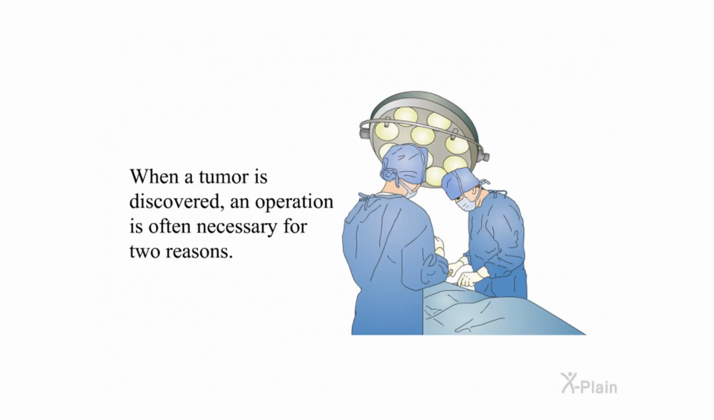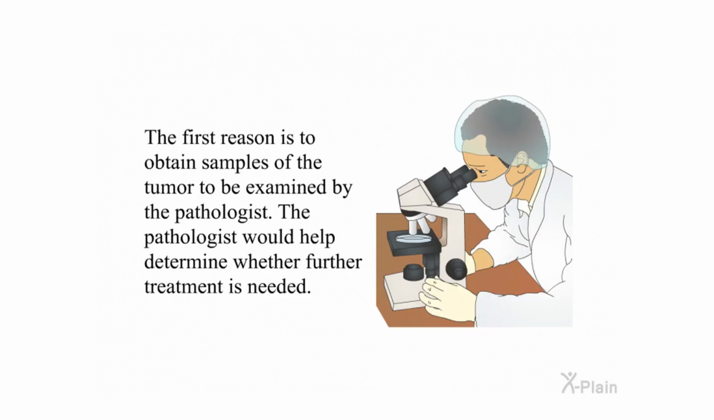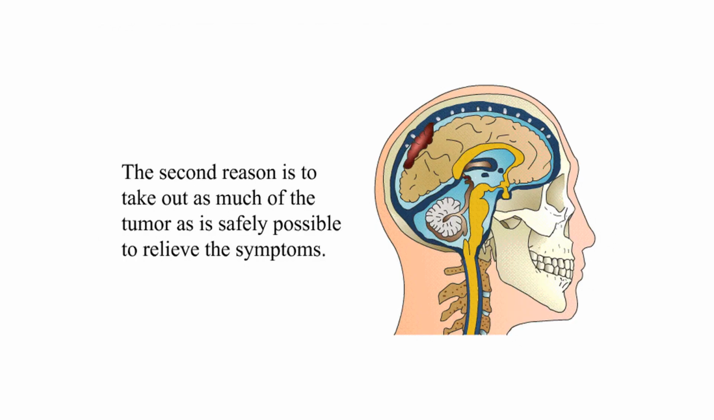When a tumor is discovered, an operation is often necessary for two reasons. The first reason is to obtain samples of the tumor to be examined by the pathologist. The pathologist would help determine whether further treatment is needed. The second reason is to take out as much of the tumor as is safely possible to relieve the symptoms.